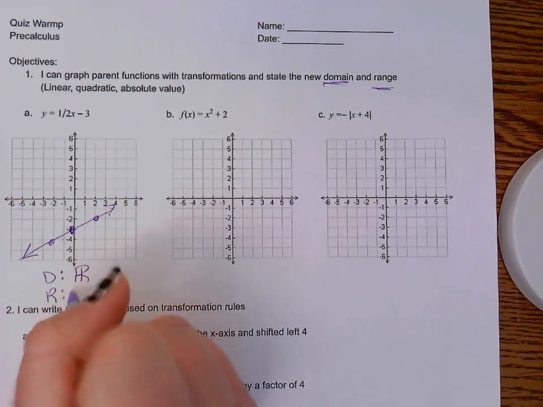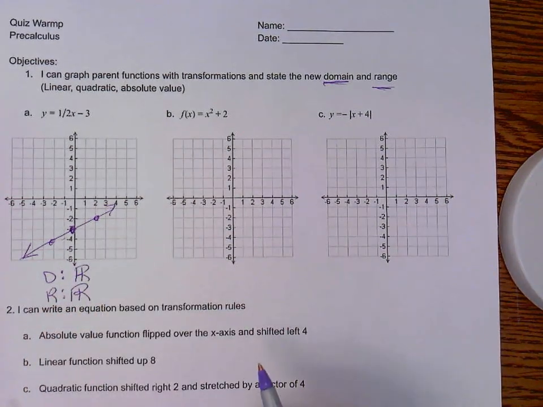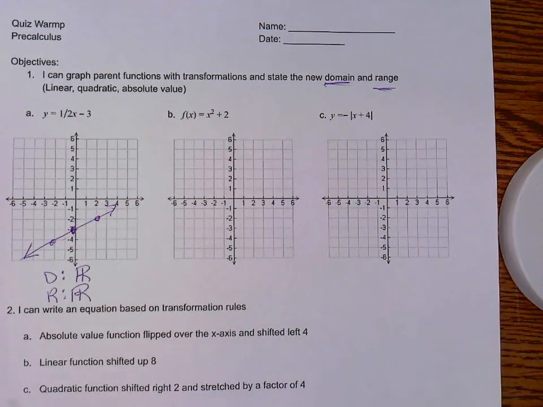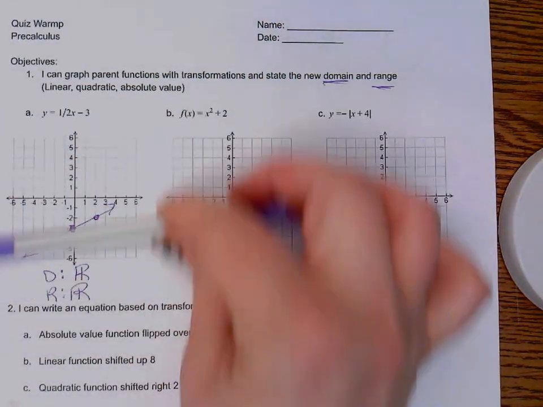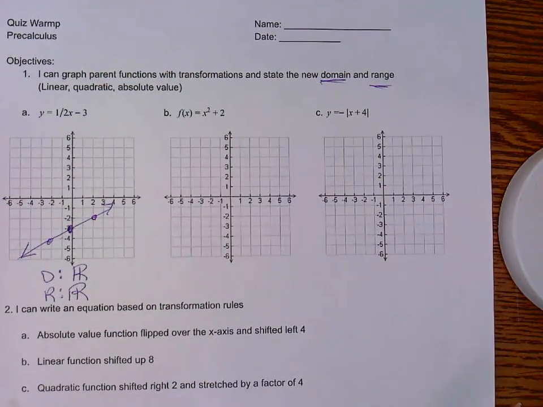All real numbers. Unless it's a horizontal or vertical line, because then it would only be these values for x or these values for y. This is going forever left or right, and it's also climbing forever up and down.